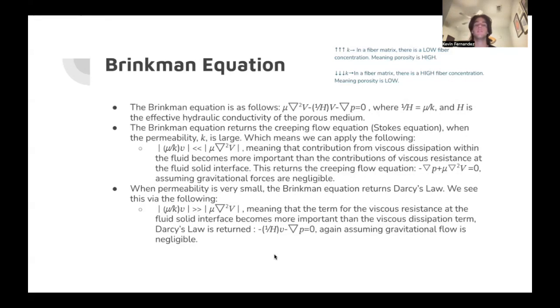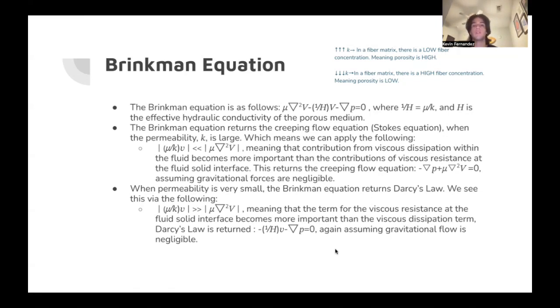But again, this makes sense if we look at things from the physical side, because the fluid is now very hindered since the permeability is small. There are a lot of interactions between the fluid and the solid, and that's essentially what Darcy's law models. Again, as Max reiterated, this is all assuming that gravitational forces are negligible.